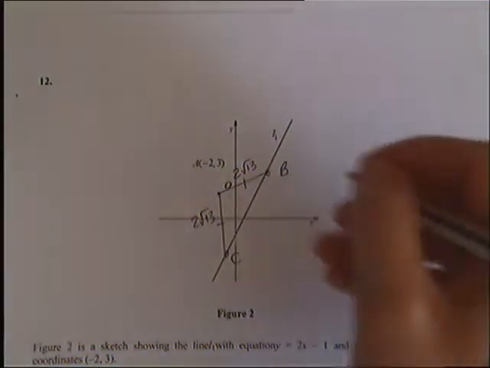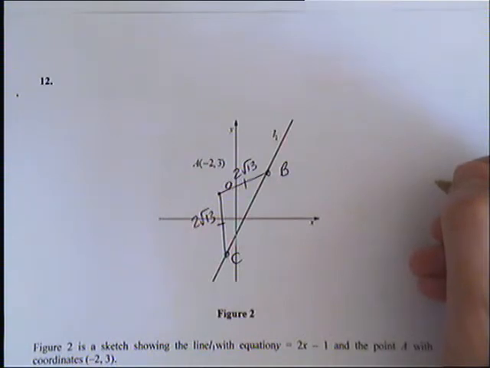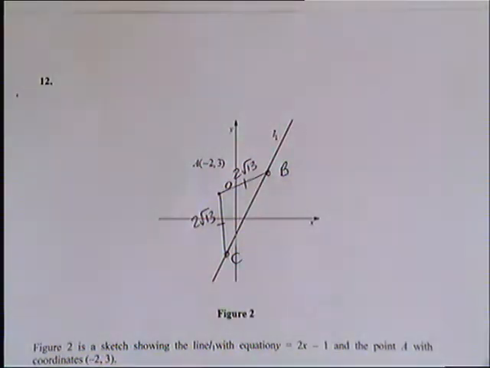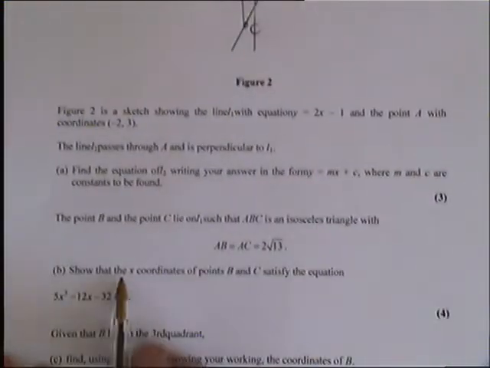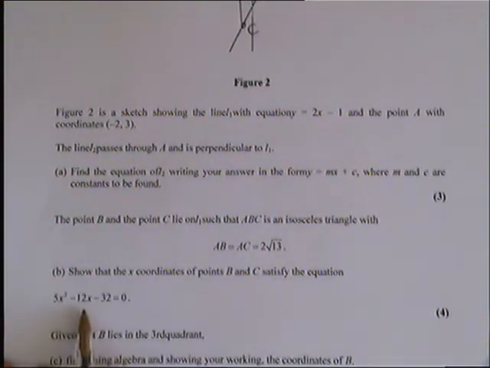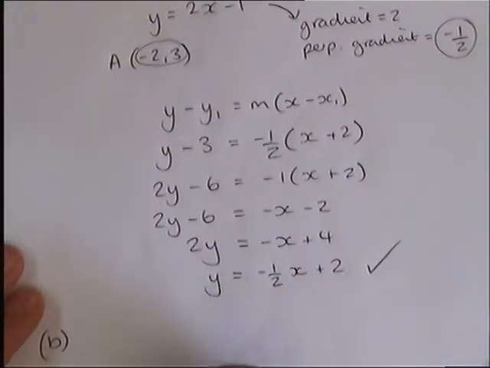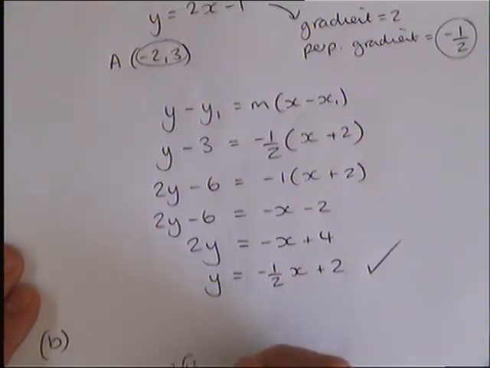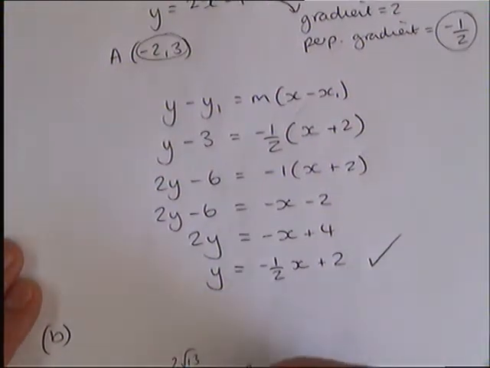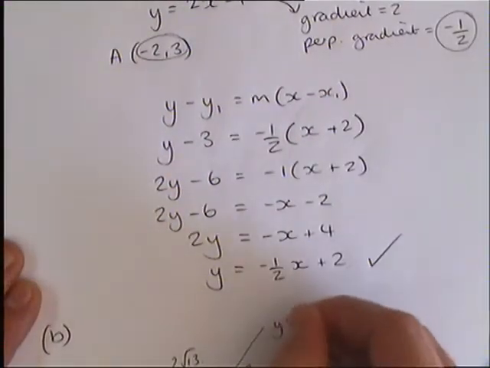So how are we going to work out, it's not work out the points B and C. What we've got to do is show that the x coordinates of B and C satisfy this equation. Now I think that that is going to come from the length of the line. So if I take just one of those lines, here's the point A, which was minus 2, 3, remember, and what I've drawn is a sort of an isosceles triangle there. I've said it's 2 root 13, but let's take this point here, B. Remember, B is on that line, y equals 2x minus 1.